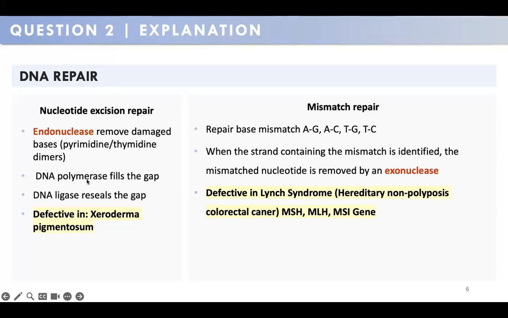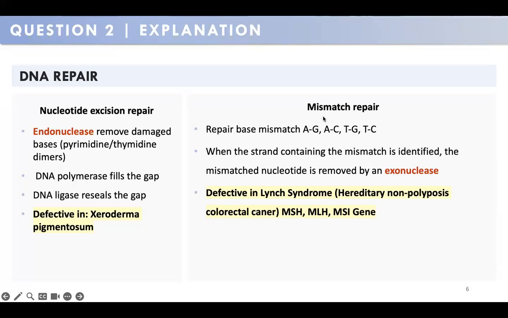When you have a question of defective nucleotide excision repair, it is defective in xeroderma pigmentosum, as we discussed in the previous scenario. Mismatch repair is another DNA repair mechanism where we repair the base mismatches, like if adenine is pairing with guanine instead of thymine or cytosine, and vice versa. When the strand containing the mismatch is identified, the mismatched nucleotide is removed by an exonuclease. So again, this is commonly tested: in the nucleotide excision repair, the damage is removed by an endonuclease, whereas in the mismatch repair it is removed by an exonuclease.